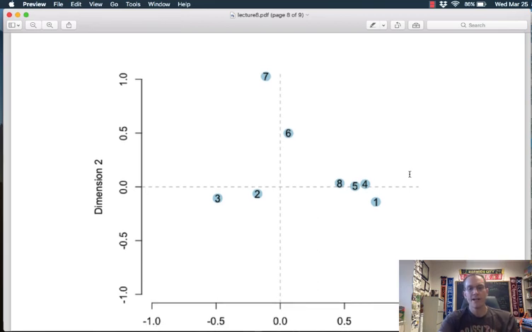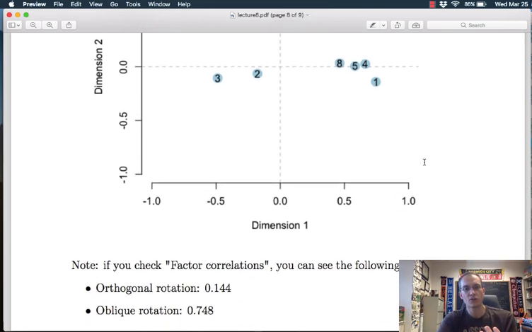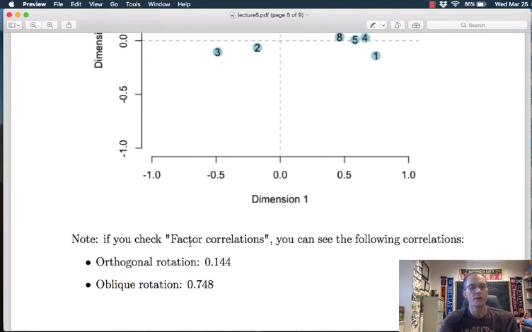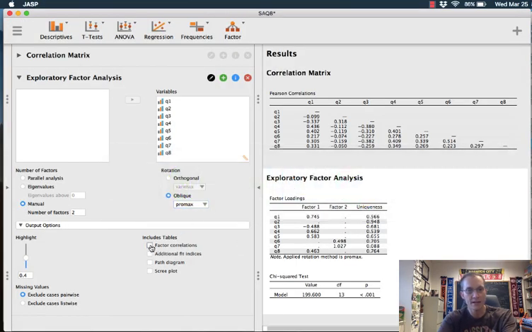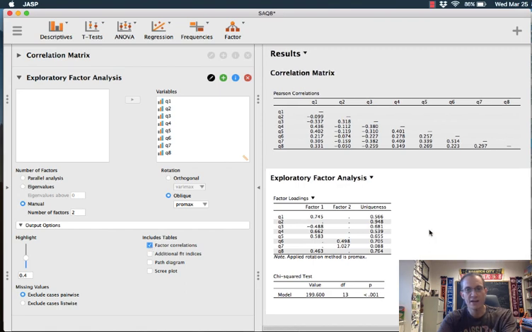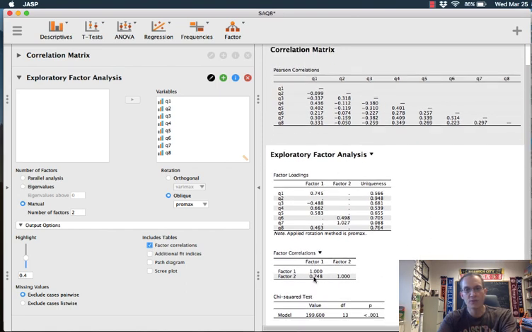Now, I mentioned that this lets the factors correlate. You can see this here. If you were to go into JASP and check factor correlations, so let me show you where that is real quick, right down here, you'll see then that it'll give you the correlation between factor 1 and factor 2 of 0.748, so that's pretty highly correlated. If we did the orthogonal rotation, you'll notice that correlation will decrease. It goes down to 0.144. Again, the idea of orthogonal is you want the dimensions to be independent from each other, while oblique rotations let them correlate some.